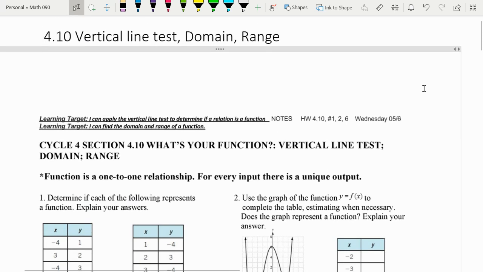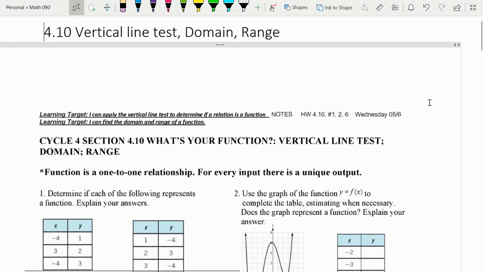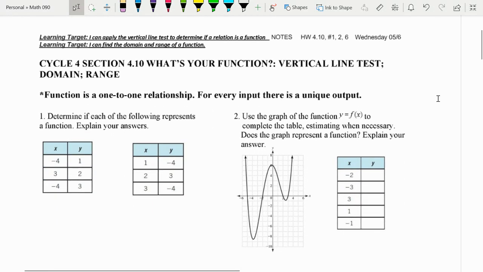All right, so 4.10 vertical line test, domain, range. Let's start looking at this. When we look at it, what we're looking for is, what does function mean? A function is just a one-to-one relationship.